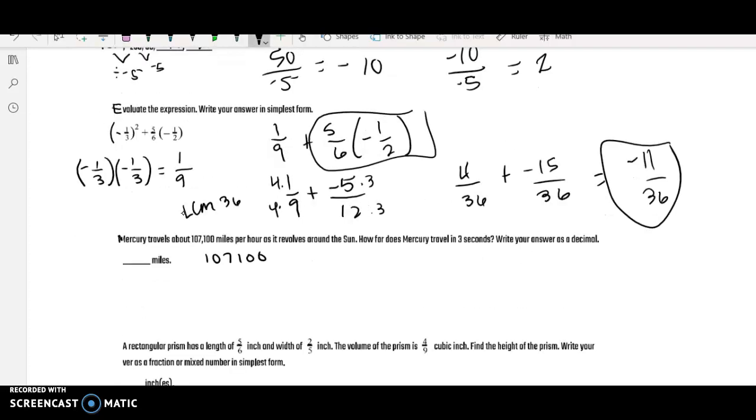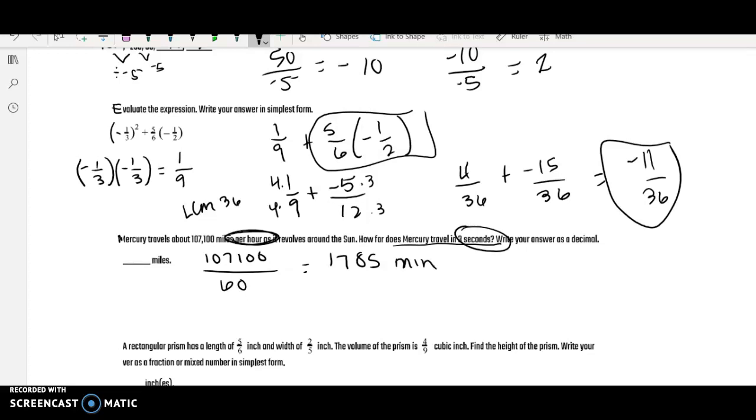So Mercury travels 107,100 miles per hour. And it wants to know how far Mercury will travel in, I cannot talk. Mercury will travel in 3 seconds. So this is seconds, and this is miles per hour. So we're going to divide by 60, and when we divide by 60, this will give us in how many minutes Mercury travels, which is 1,785, but this is in minutes.